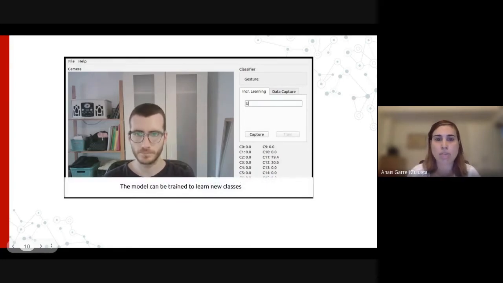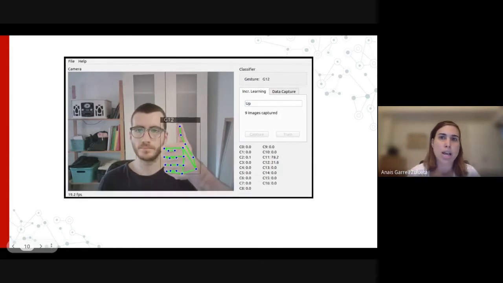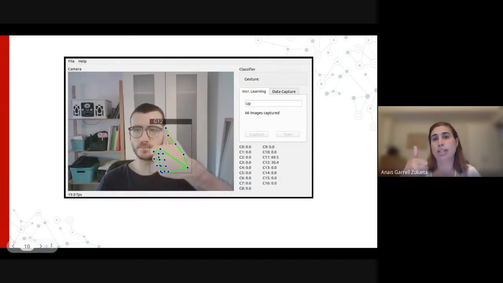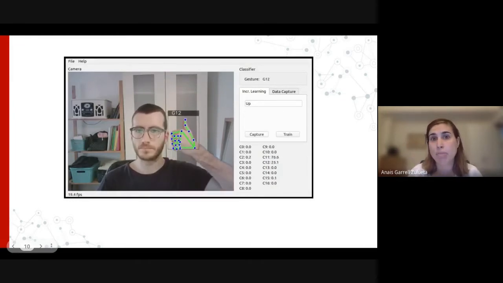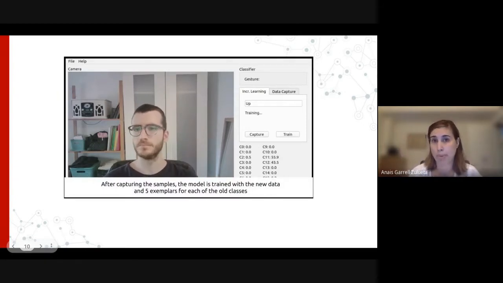For instance, for Xavier, this gesture means up, okay? But maybe for me it means okay. So if the robot knows that I am Anaís and I'm saying that, it will know that it means okay. But on the other side, if Xavier appears in the image and it knows that he's Xavier and Xavier is doing this gesture, the robot will know that it means up.